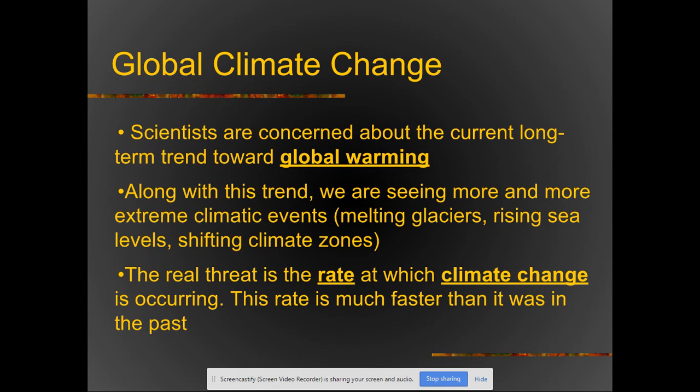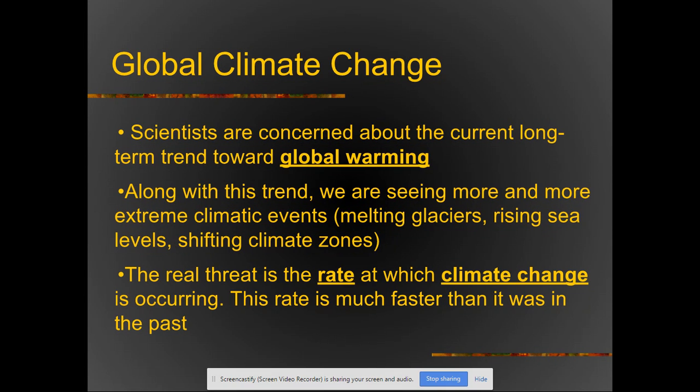So this leads to global climate change. Scientists are concerned about the current long-term trend toward global warming, meaning that we're at that average positive 15, but however, things are starting to get warmer. Along with this trend, we're seeing more and more extreme climatic events, melting glaciers, rising sea level, shifting climate zones. This past year in the winter, it was very, very warm.